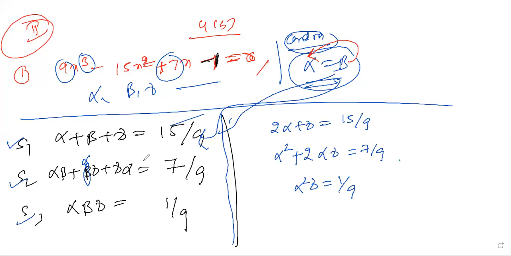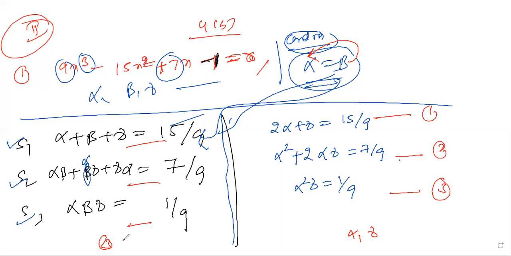Here how many equations? 1, 2, 3. How many variables? Only two variables. What are those variables? Alpha, gamma. Three equations, two variables. It means a solution exists. You have to do your procedure and you will get your solution.